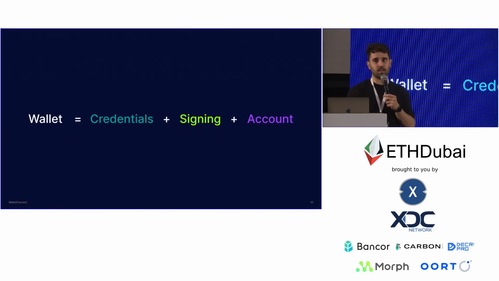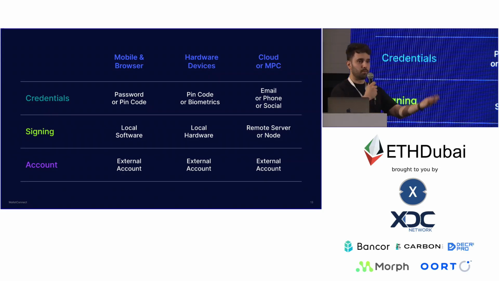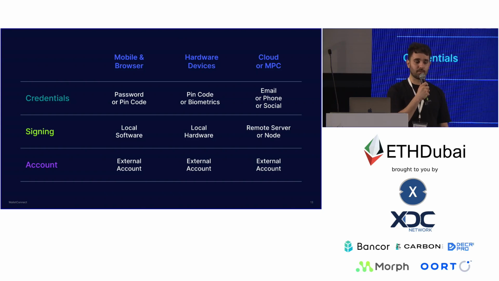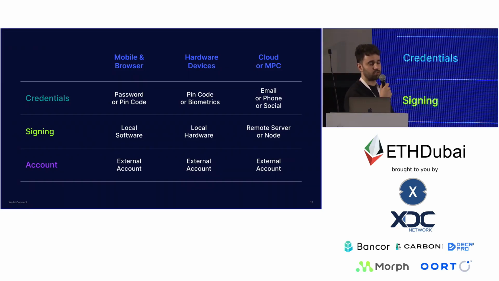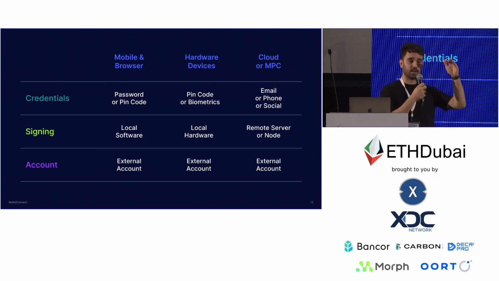And there are different types of wallets today, as some of you may know. Maybe you're going to learn something new today, which I hope. If you consider these three components, the mobile wallets or browser wallets have a set of credentials that are usually a password or PIN code, they run some local software that has signing capabilities, and they target an external account. The hardware devices and cloud and MPC might have some differences, like using biometrics or a PIN code or email or phone or social for credentials. And then maybe the signing happens either locally on hardware or on a remote server. But at the end of the day, they always follow this pattern of credentials, signing, and an account.